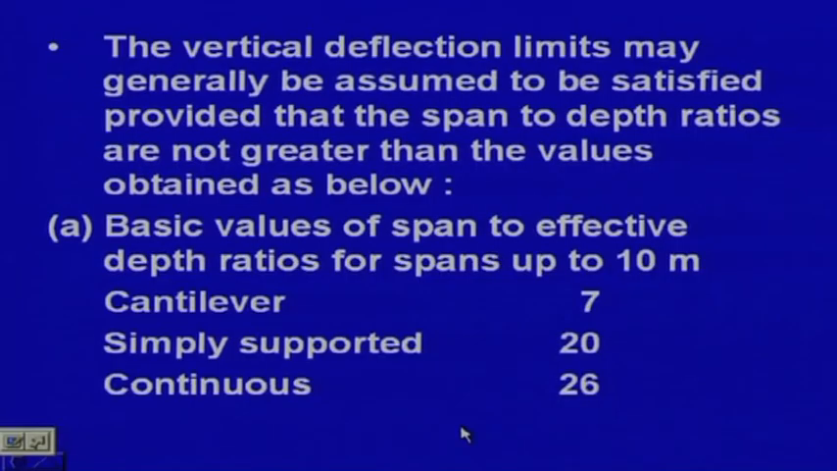When you are starting the design, I have to find the effective depth. We can calculate that on the basis of the effective span, which I know. So the effective span divided by this basic value will help me select the effective depth and also the overall depth, which we can use for the calculation of load and other things. It helps us take a preliminary assumption of effective depth as well as overall depth. So we get cantilever 7, simply supported 20, continuous 26. Please note, these are basic values.